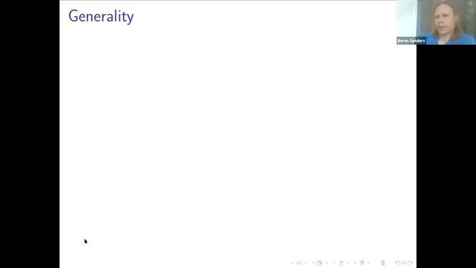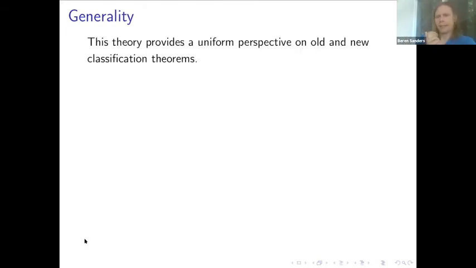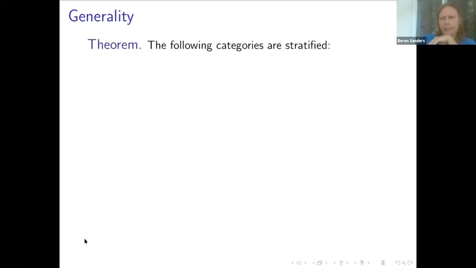The other thing I want to emphasize about this theory of stratification is that it's very general, and it provides a uniform perspective on old and new classification theorems. So for example, let me state the following theorem, which says that the following categories are stratified, meaning stratified by the Balmer-Favi notion of support.